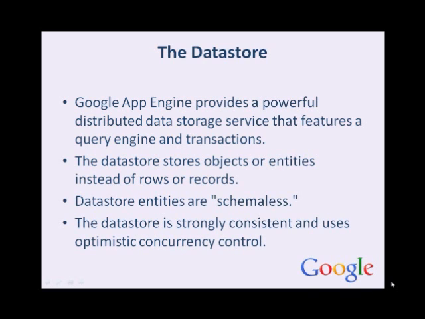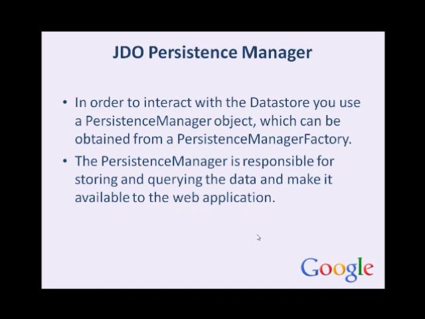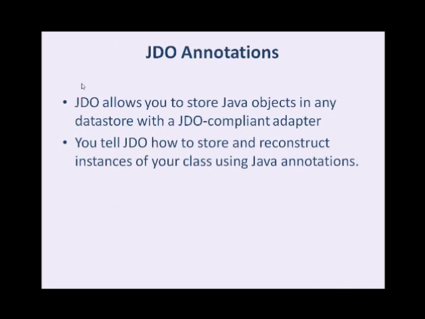The Datastore, as any other database, is strongly consistent and uses optimistic concurrency control. In order to interact with the Datastore, you use a Persistent Manager object, which can be obtained from a Persistence Manager factory. The Persistent Manager is an object responsible for storing and querying the data and making it available to the web application. This Persistent Manager actually is the bridge between our web application and the data store service.